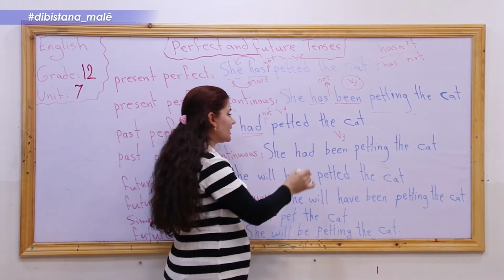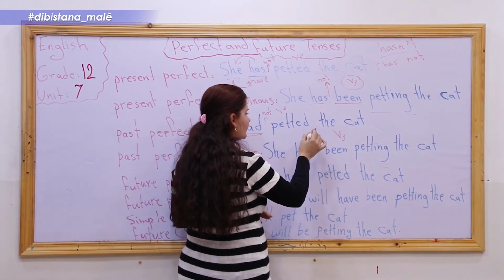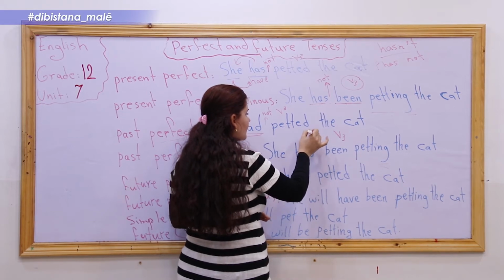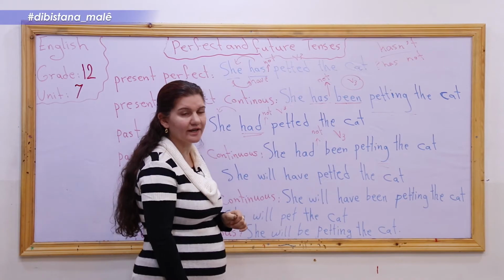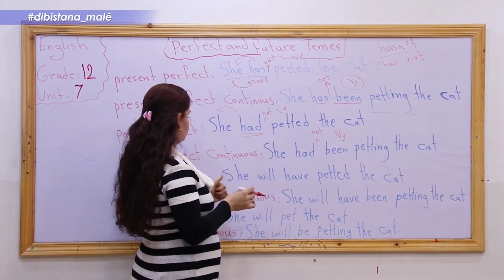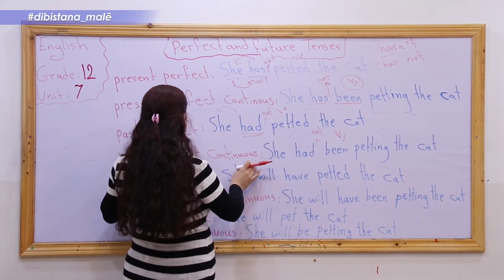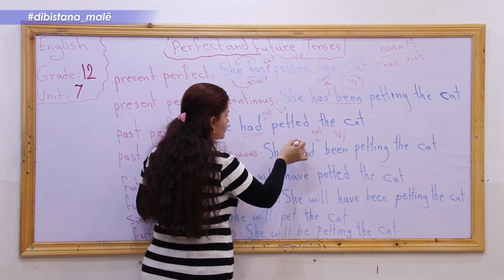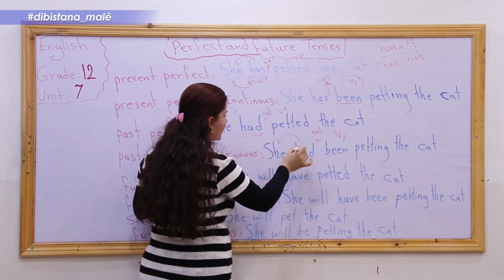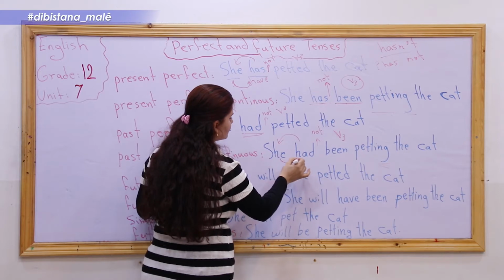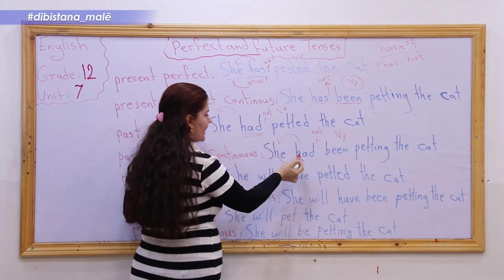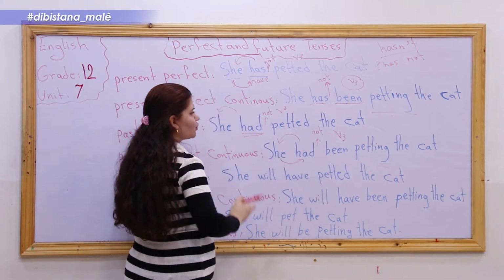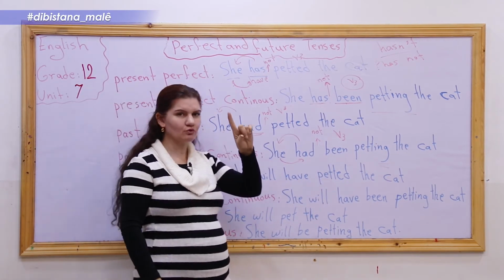For negative, again, the first auxiliary verb, and we put not. This is for negative. And when we want to change our sentence into a question, we just replace the first auxiliary verb with the subject: Had she been painting the cat?